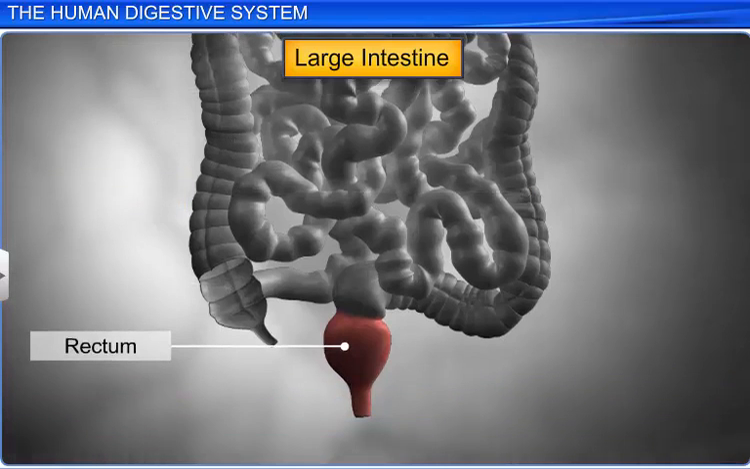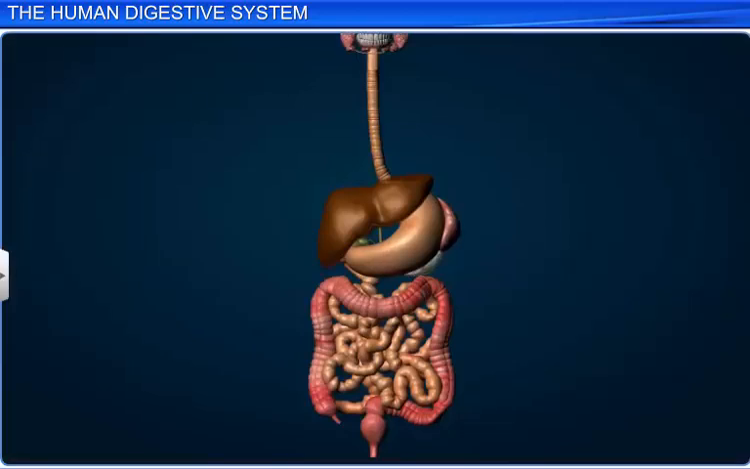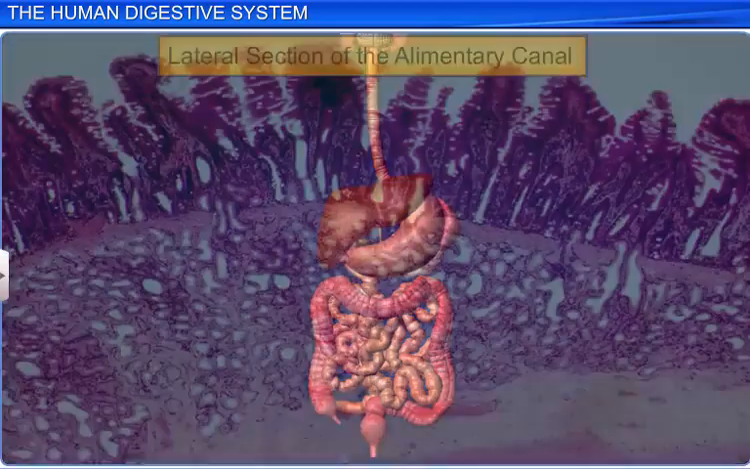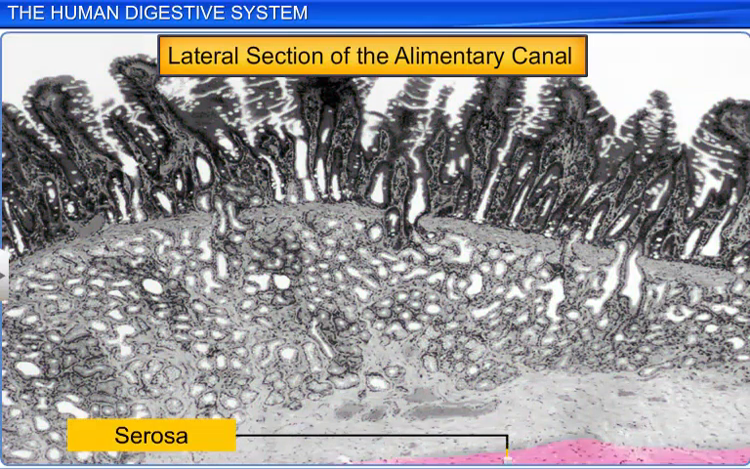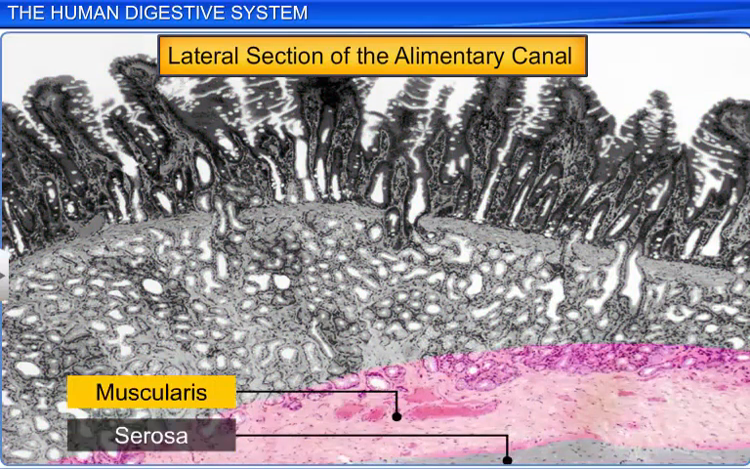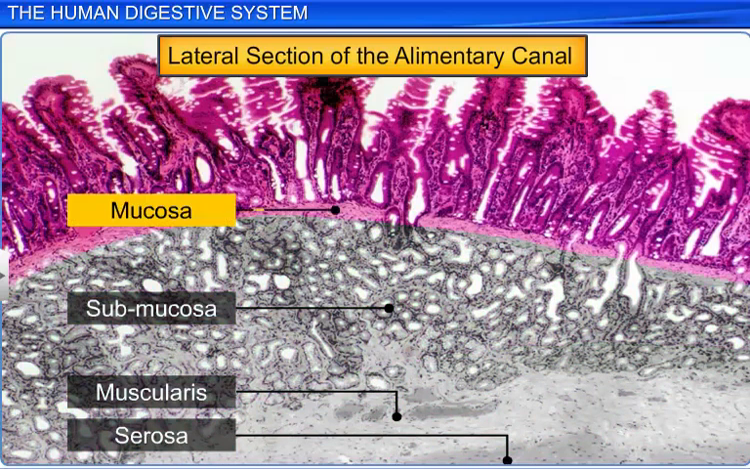The rectum leads to the last member of the alimentary canal, the anus, which digests the undigested food remains. The wall of the anus, as well as other organs of the alimentary canal, is made up of 4 layers of tissues, namely the serosa, muscularis, submucosa, and mucosa.